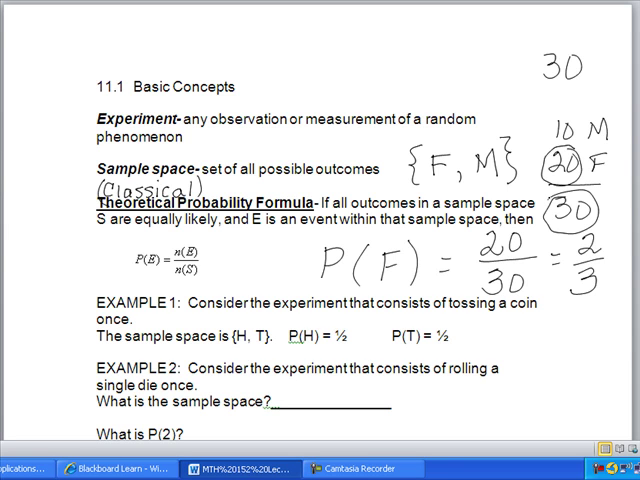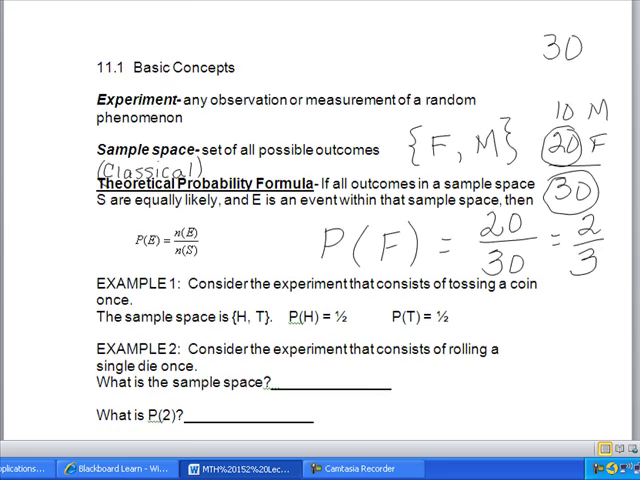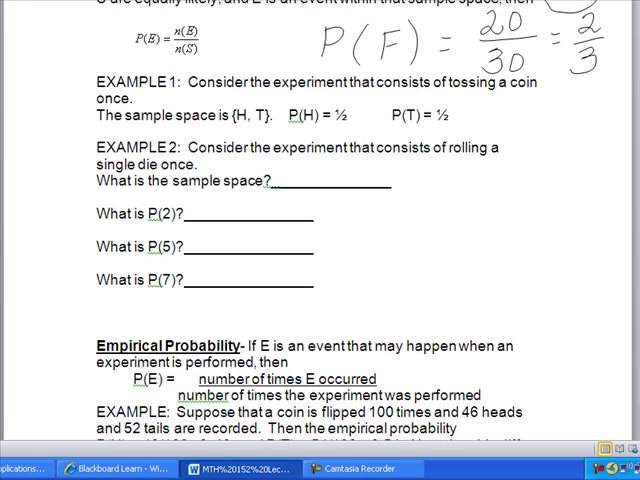Now consider the experiment that consists of rolling a single die once. What would the sample space be? So let's think about it. If we have a normal die, which is singular for dice, we can roll a 1, a 2, a 3, a 4, a 5, or a 6. So we have 6 possible outcomes.